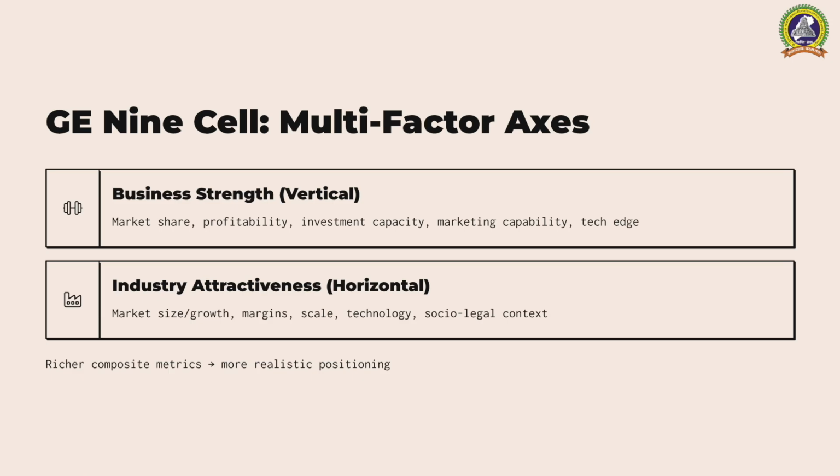The second dimension is industry attractiveness or market attractiveness, which is represented on the horizontal axis and is quantified as high, medium, and low. What makes an industry attractive?